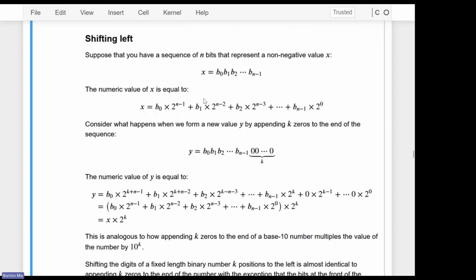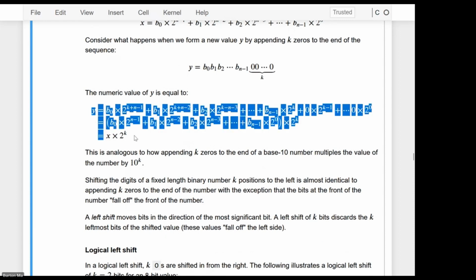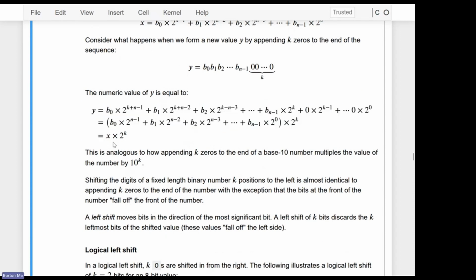Let's go back up here now. Consider what happens mathematically when you shift bits to the left. Here I've got a number B0, B1, B2, and so on, however many bits you have. If I shift K bits to the left, you end up with all of the bits of the original number, and then K zeros on the end. Imagine that there's no limit to the number of bits that you can have. If you work out the value of Y, the value of Y is equal to X times 2 to the K.